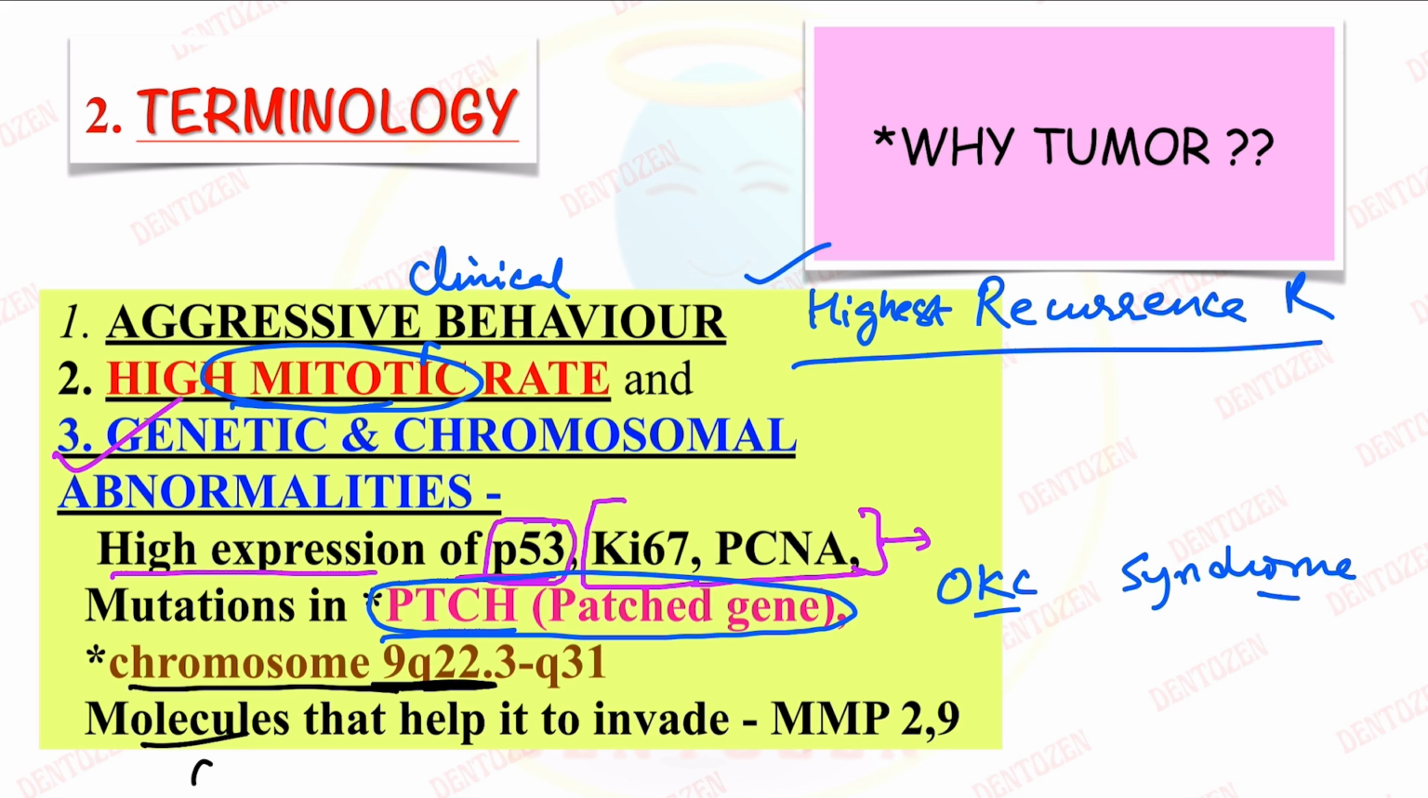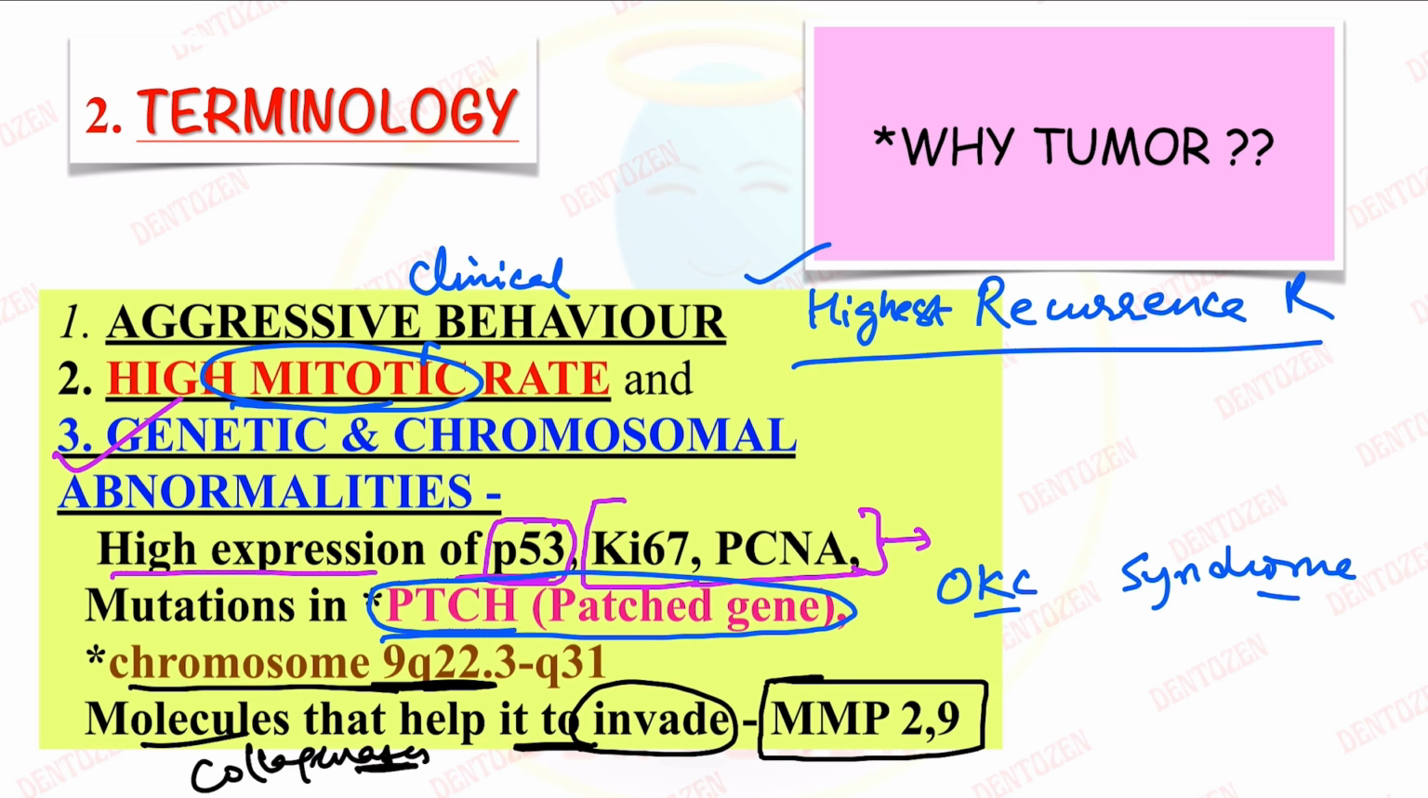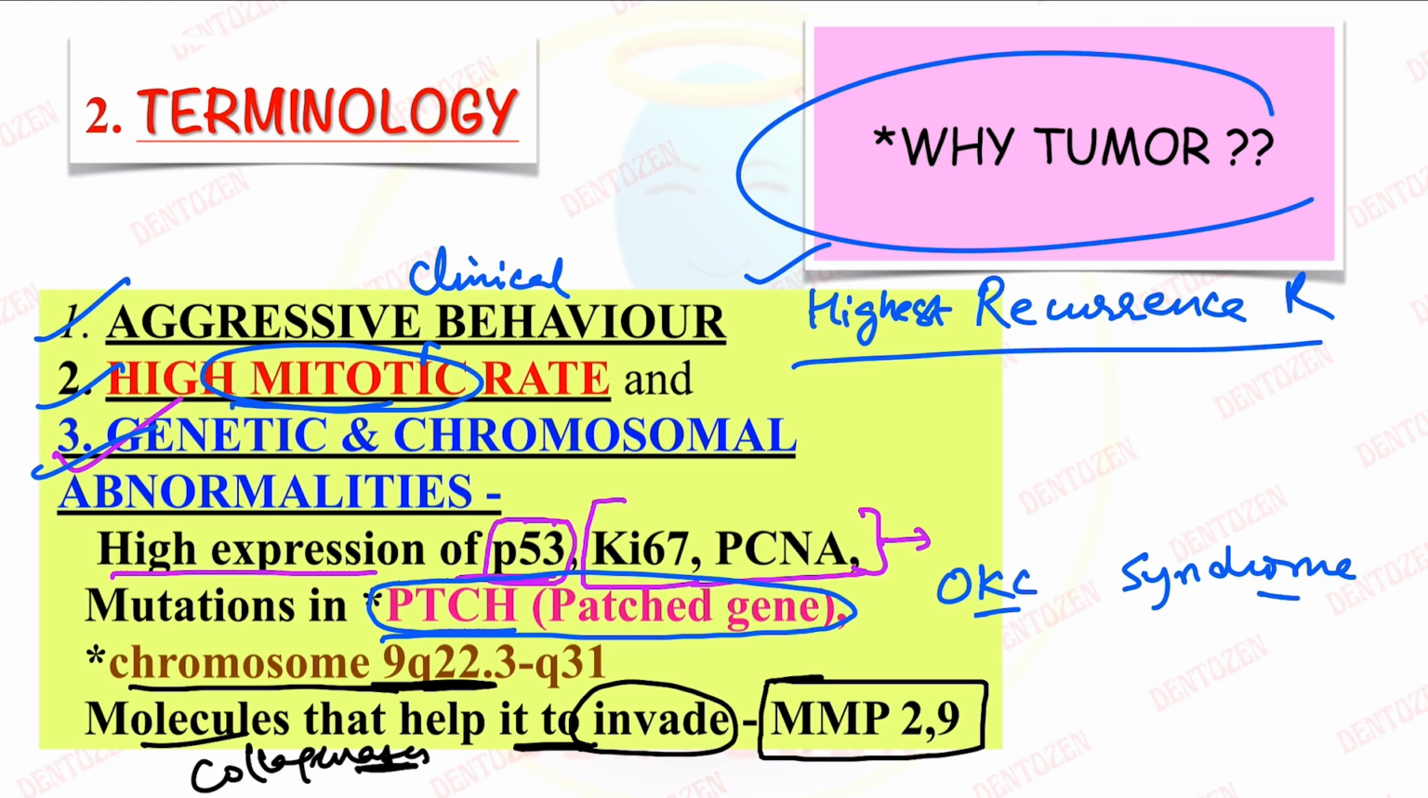Also, certain molecules like collagenases were found. The enzymes which break down the surrounding connective tissue helps it to invade and extend. These are like matrix metalloproteinases 2 and 9. So because of all these reasons, it was considered a tumor.